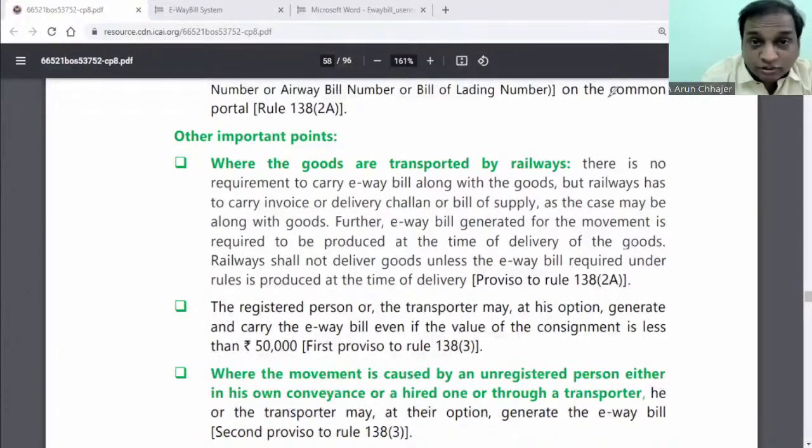No problem. In the bill to ship to model, the billing party is different and the recipient customer is different, so where the goods are delivered is different. So I can say that in the bill to ship to model, the starting location and the supply location would be the same, but the delivery location will be different.